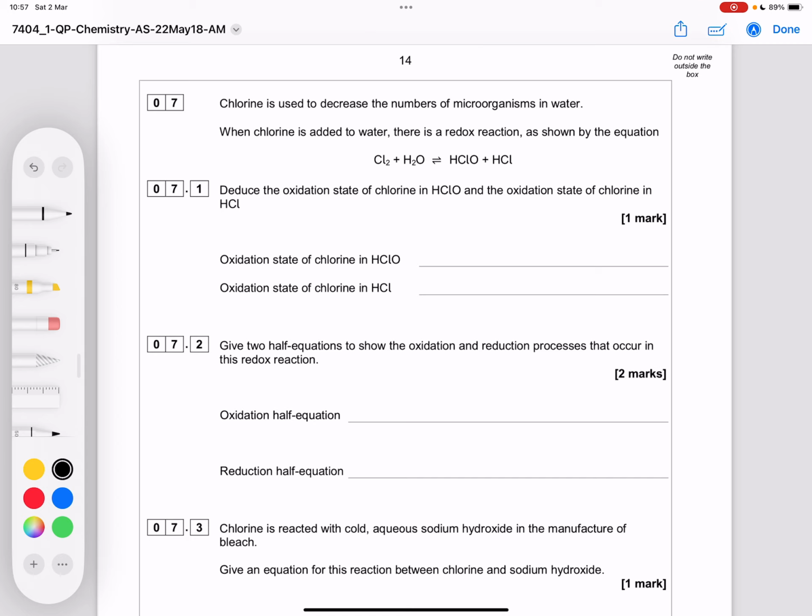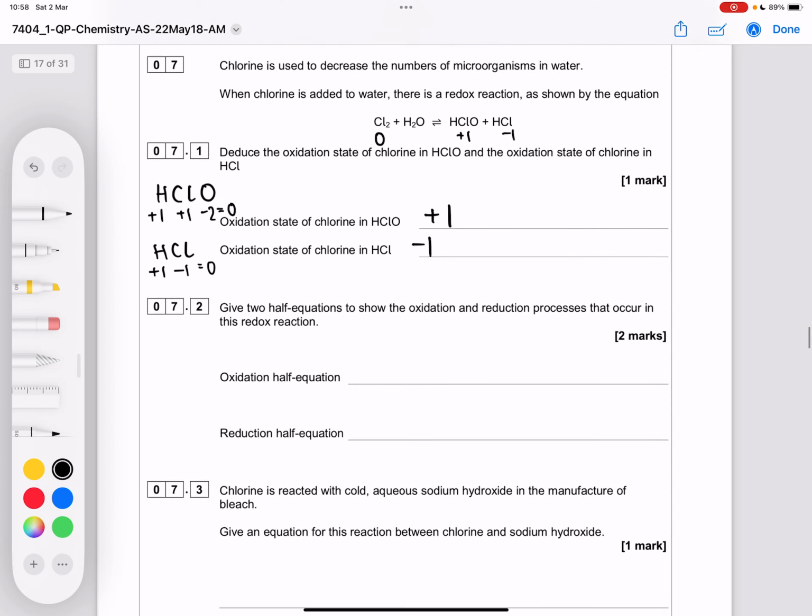So HClO, remembering that, let's have a look at that. If we think about HClO, H is +1 always, and oxygen is -2, and the whole compound adds up to nothing. So the Cl must also be +1. Whereas if we look at HCl, if H is +1 and it adds up to nothing, then the Cl must be -1 in this case. Remembering that in the element it's 0, so it's gone from 0 to +1 and 0 to -1.